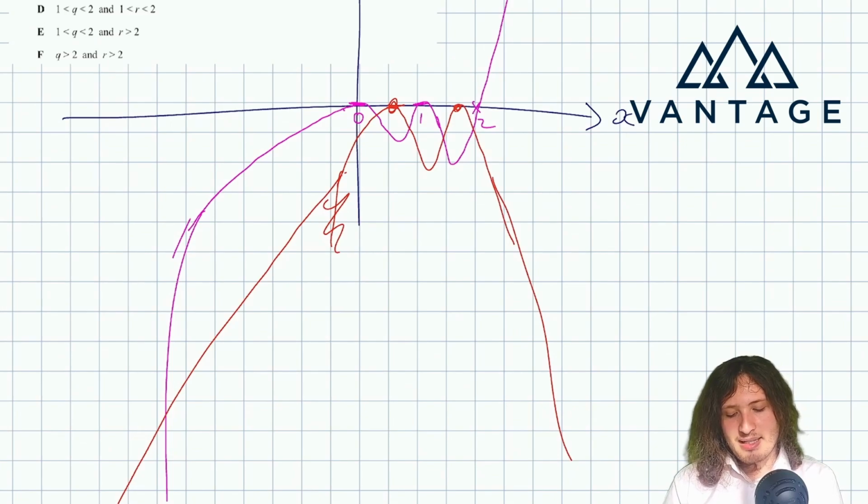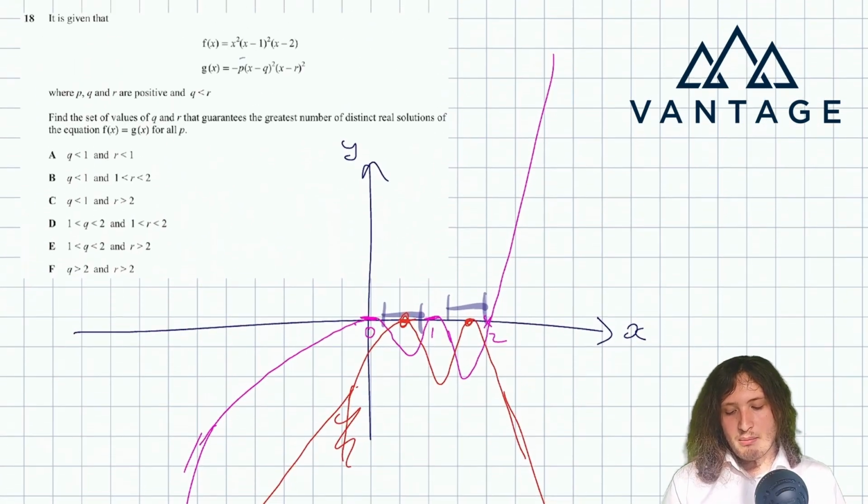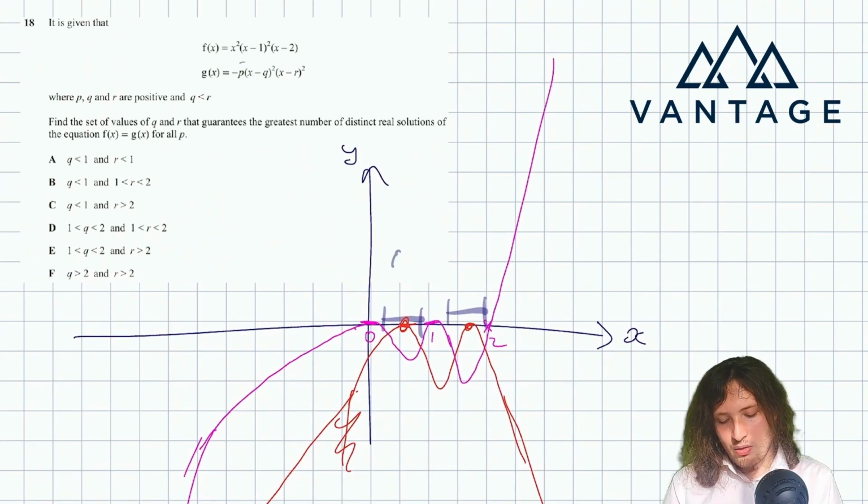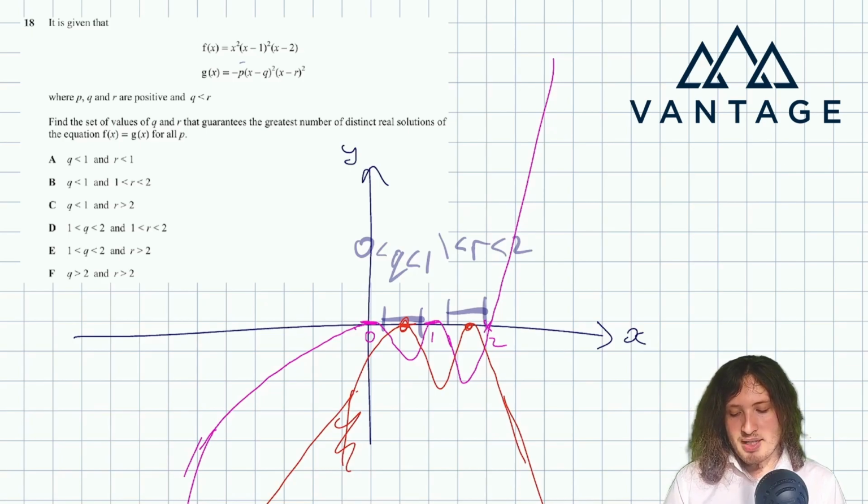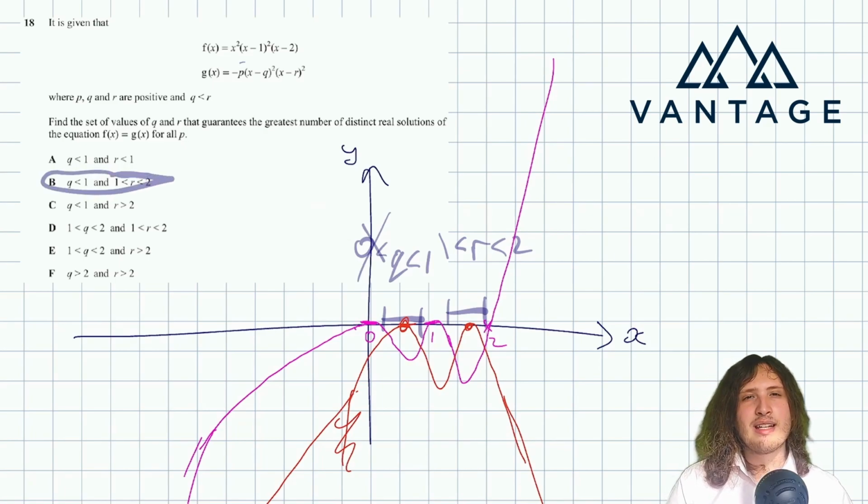In order to maximize intersections, I want my earlier solution to live between 0 and 1, and I want my second solution to live between 1 and 2. My sooner solution is q, so I want q to live between 0 and 1. And I clearly also want r to live between 1 and 2. We're already told p, q, and r are positive, so that becomes redundant. And I guess we then see. Correct answer is B.